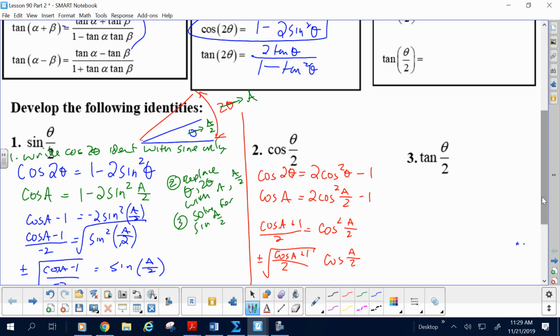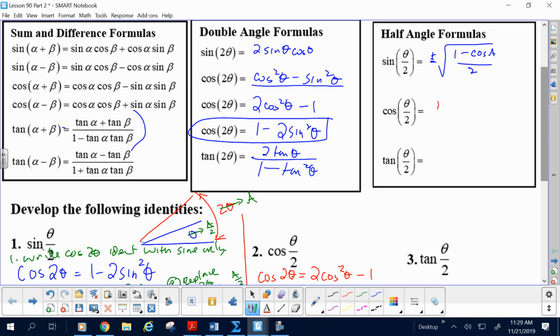Now, the hard part is it looks almost identical. What's the only difference to the one above? It's adding instead of subtracting. Otherwise, they are exactly the same. And that's important, that little distinction.